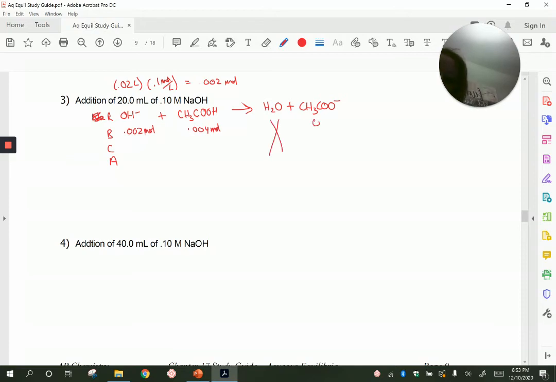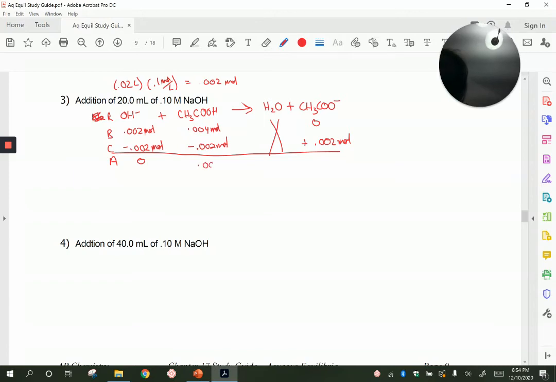Don't care about my water. This is 0. Which one is your limiting reactant here? Which one will run out first? That's going to be the hydroxide. You have less of it, and it's the same molar ratio, a 1-to-1 ratio. And so this is my limiting reactant, so I'm going to use it all up. I'm going to use the same amount of my acid, and I'm going to form the same amount of my acetate. So at the end of the reaction, I don't have any more base left.